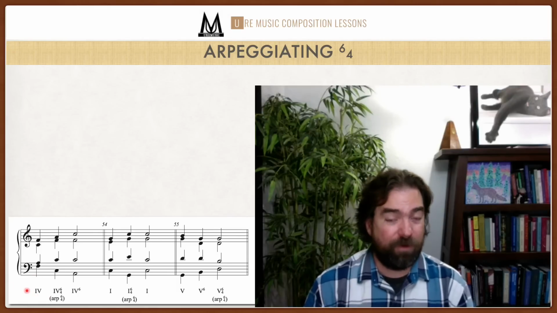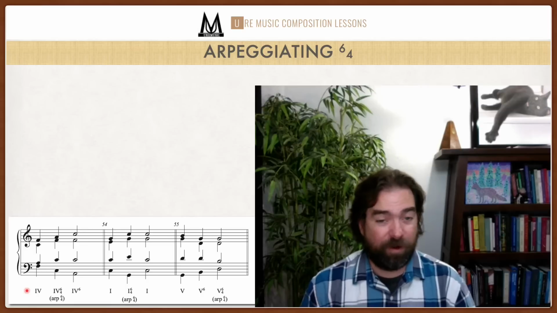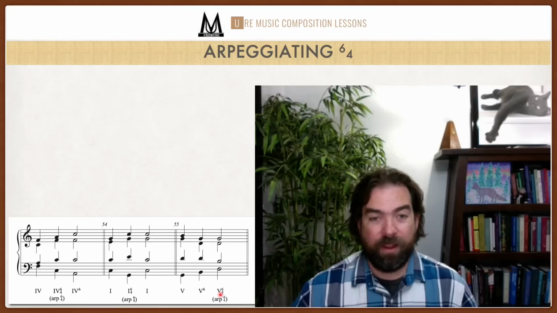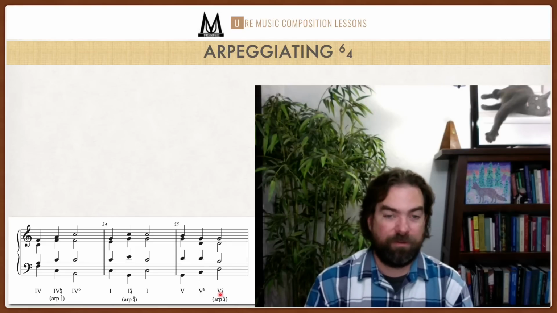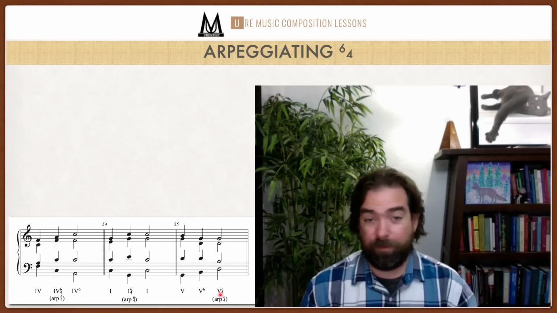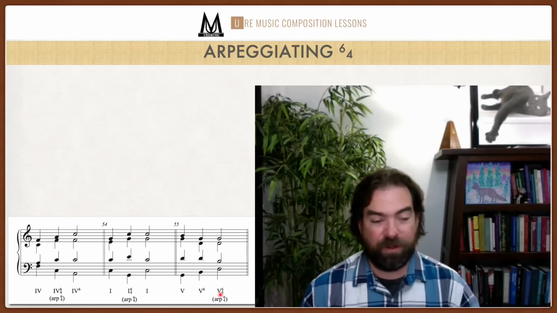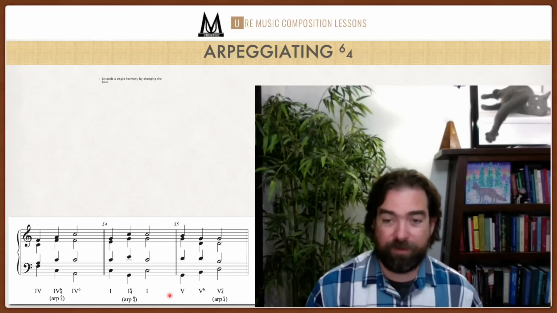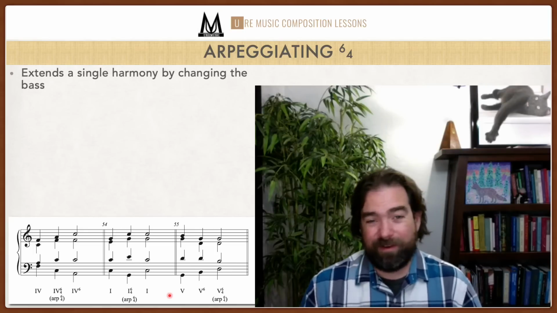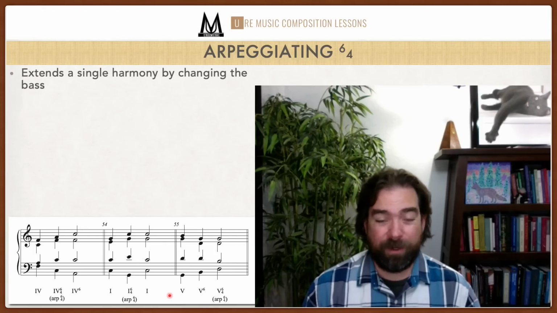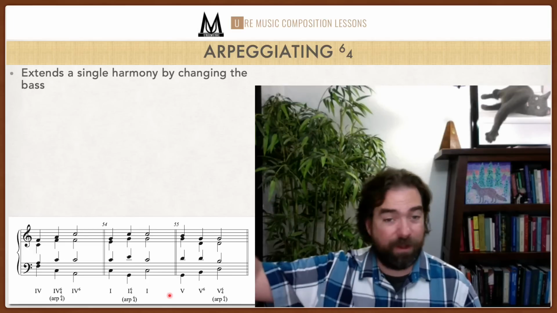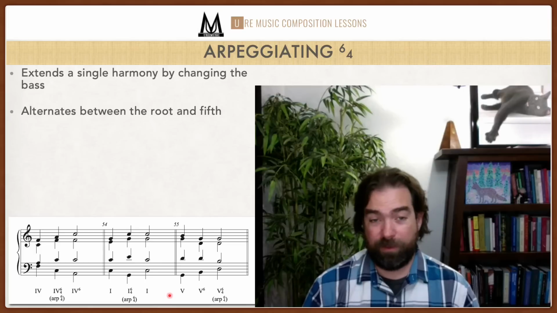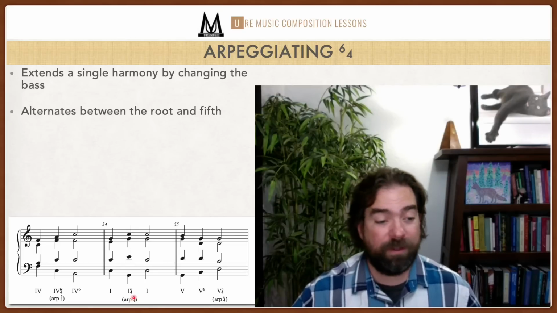It sounded like 3 different chords in a way, but all the composer is doing is just arpeggiating a single chord. And it can be useful as long as it's not overused. Typically you want to use this for maybe 1 measure, maybe 2 at the most, and then you need to move on to some other chords to create variety. So essentially it's being used to extend a single harmony by changing the bass. What happens in the upper voices doesn't matter so much. You alternate between the root and the 5th, that's the most important thing.